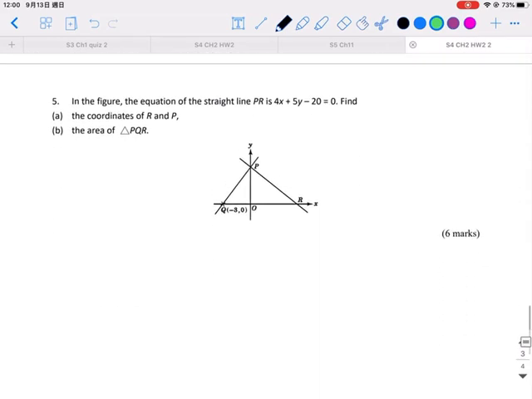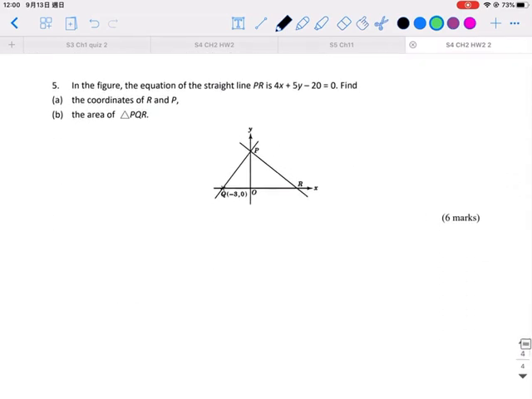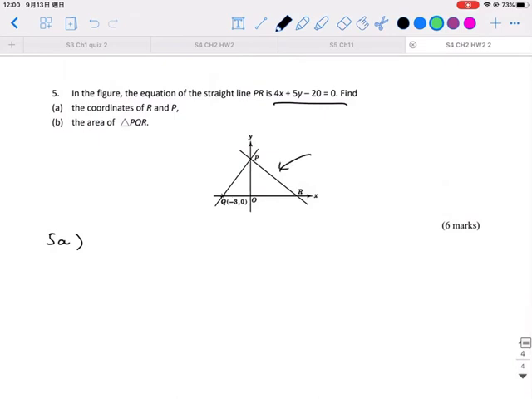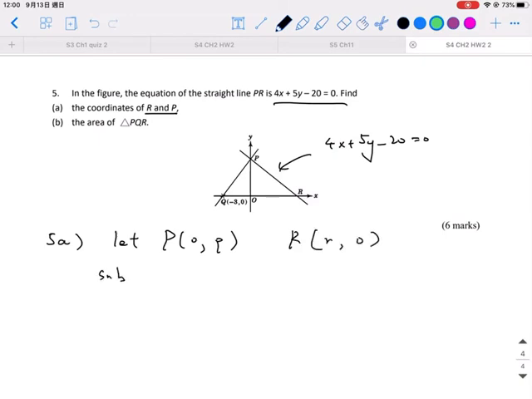For the final question, it's not very difficult. For 5a, there's a straight line PR with this equation: 4x plus 5y minus 20 equal to 0. First, find the coordinates of R and P. I will let P be 0, p, because we don't know the y coordinate, and R be small letter r, 0. Substitute into 4x plus 5y minus 20 equal to 0 to find the small letter p and r.